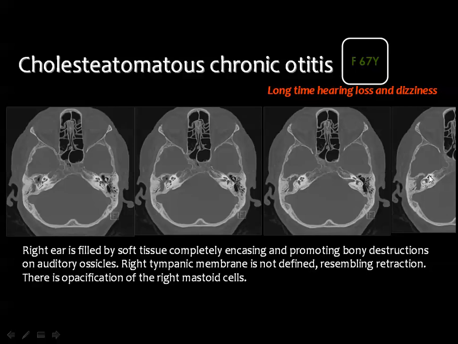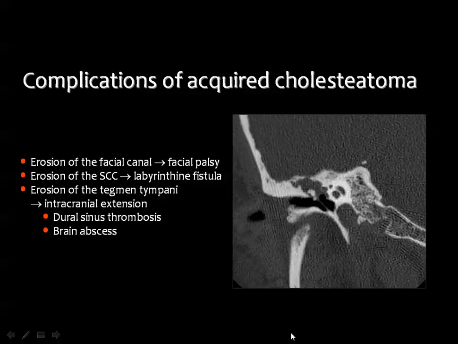But you can see that the tegmen tympani is more or less intact, and this is cholesteatoma on the right side. This is also a non-dependent mass which is seen in the upper part of the middle ear cavity, and you see the irregularity of the inner margin of the middle ear cavity.